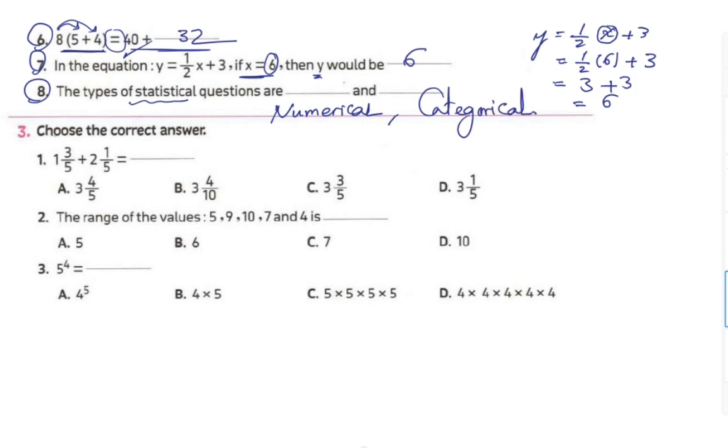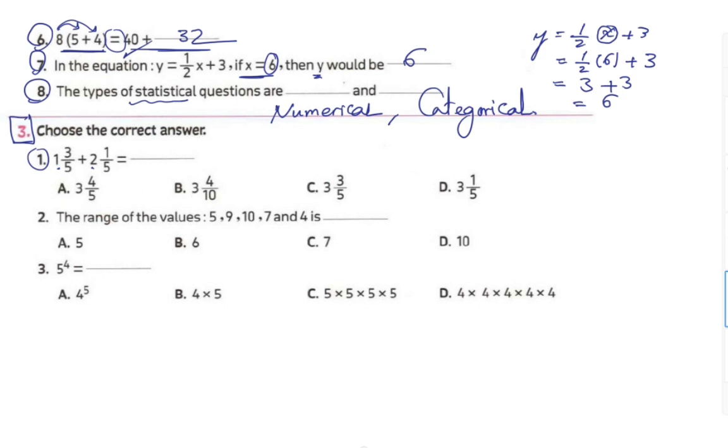Right? Okay. Now, choose the correct answer. In the first point I have two mixed numbers added together, 1 and 3/5 plus 2 and 1/5. Of course, I will add the whole numbers together. 1 plus 2 equals 3, and all the choices have 3.